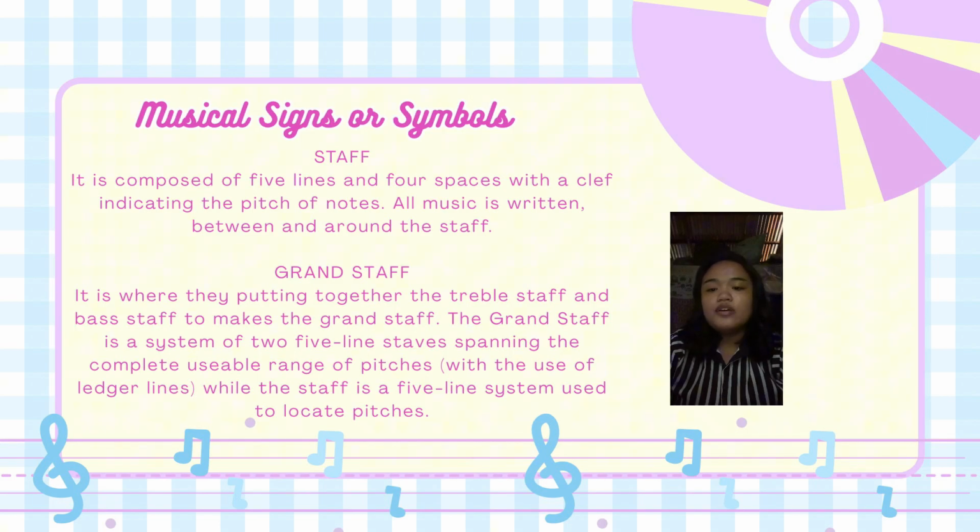First is the staff. It is composed of 5 lines and 4 spaces with a clef indicating the pitch of notes. All music is written between and around the staff. Second is the grand staff. It is where they put together the treble staff and bass staff to make the grand staff. The grand staff is a system of 2 5-line staves spanning the complete usable range of pitches, or with the use of ledger lines, while the staff is a 5-line system used to locate pitches.